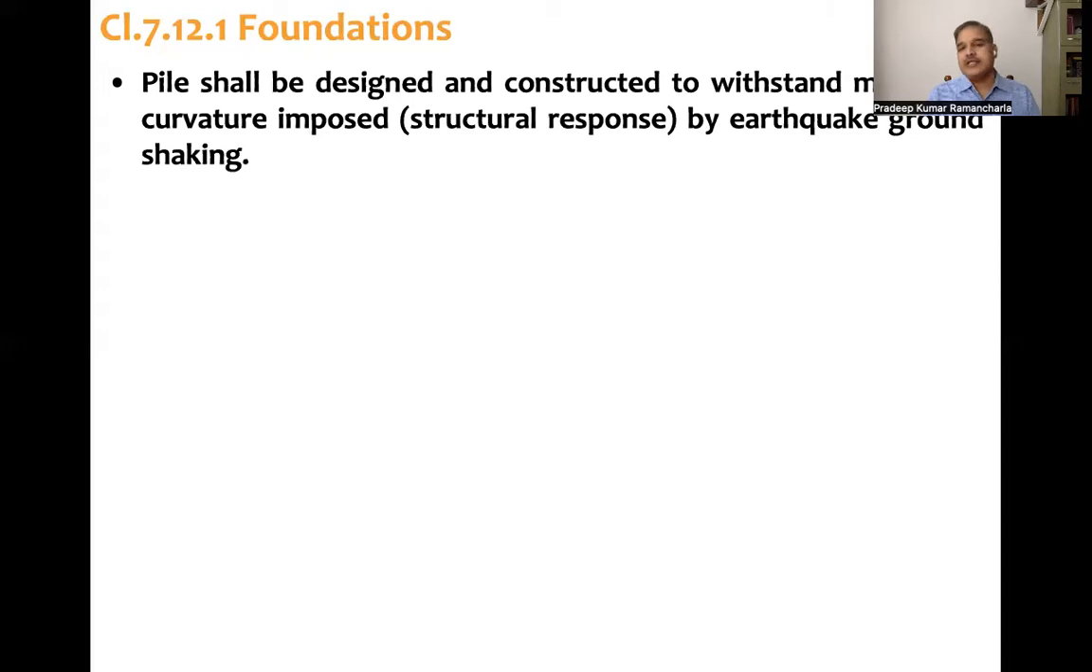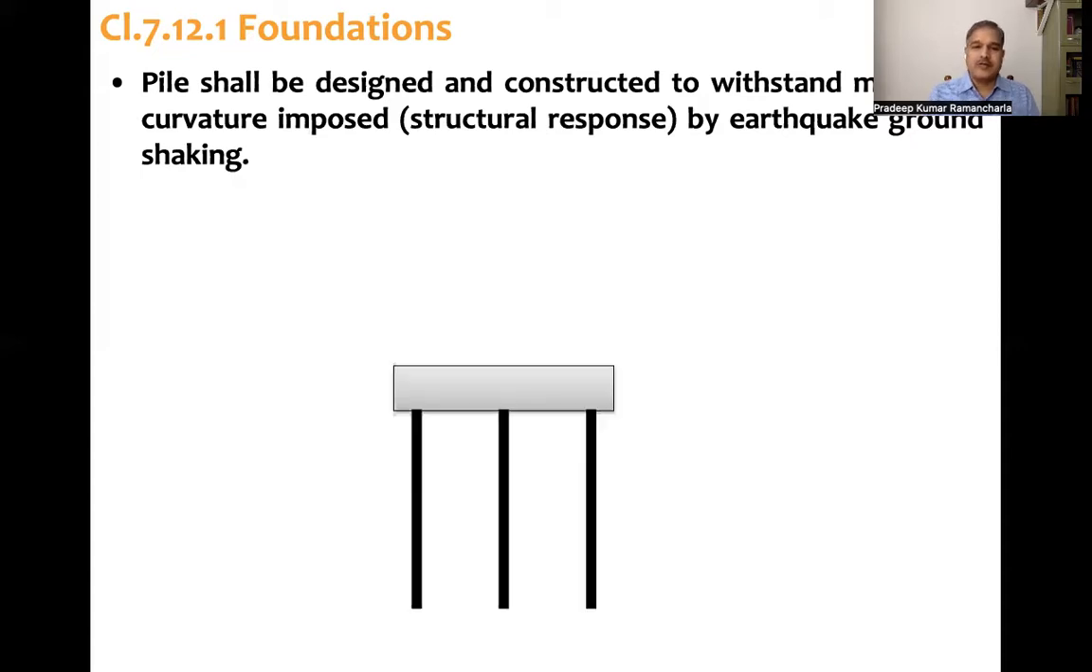Then piles shall be designed and constructed to withstand maximum curvature imposed by earthquake ground shaking. You can see this is pile cap and piles. So it's piles supported on pile cap. What it says is maximum curvature imposed. That means when the pile cap is displaced, piles get bent. This is double curvature. So it should be designed for that, designed to withstand the maximum curvature imposed on that.